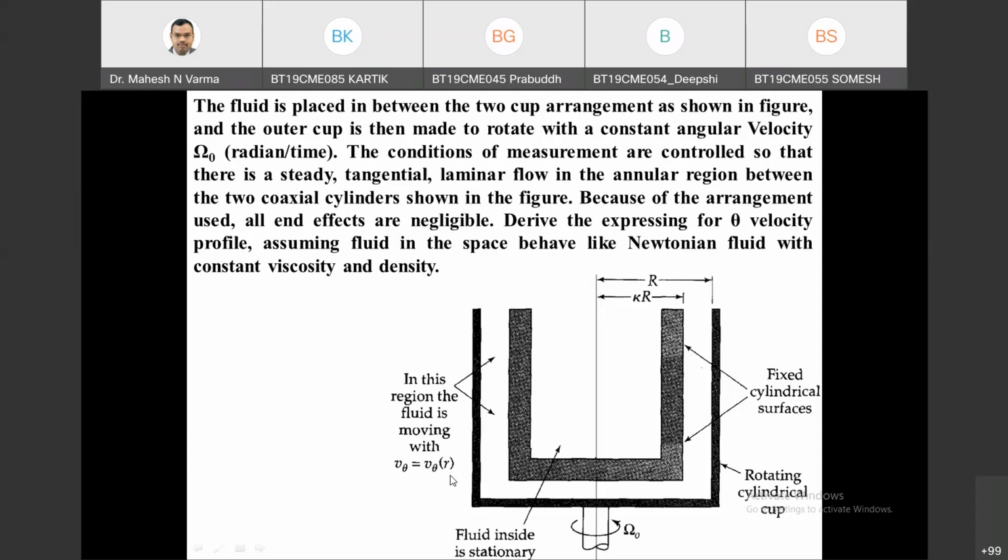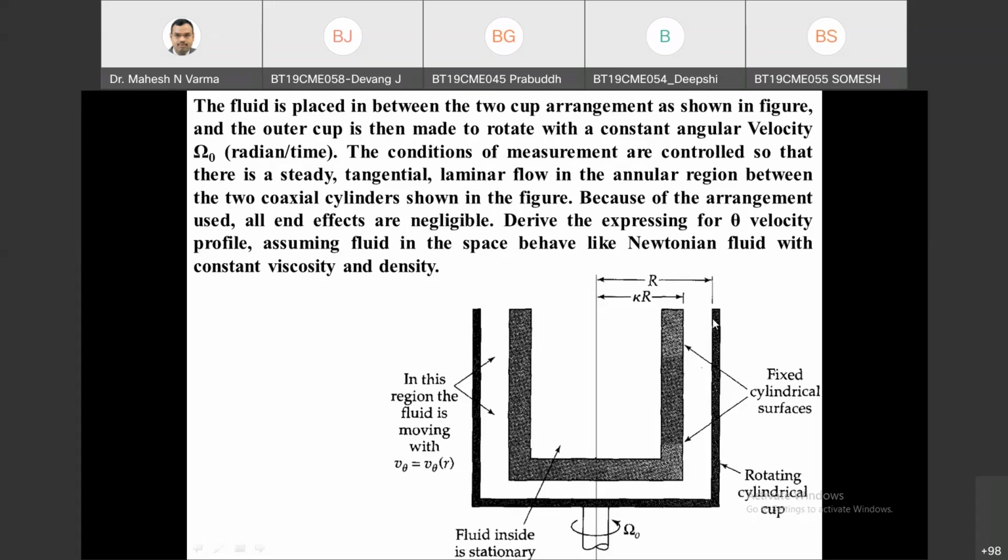Yes, sir. I guess for solving V theta it will be 2. At lambda r, the velocity will be 0, and at r, V theta will be equal to the angular rotation velocity. Linear velocity. So here the linear velocity at the first cylinder will be 0. At the second cylinder it will be omega into r.